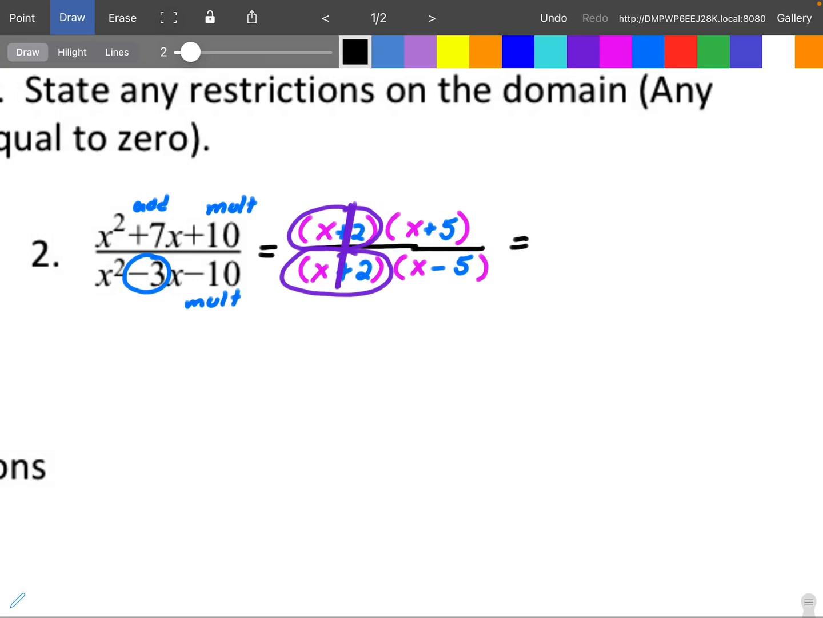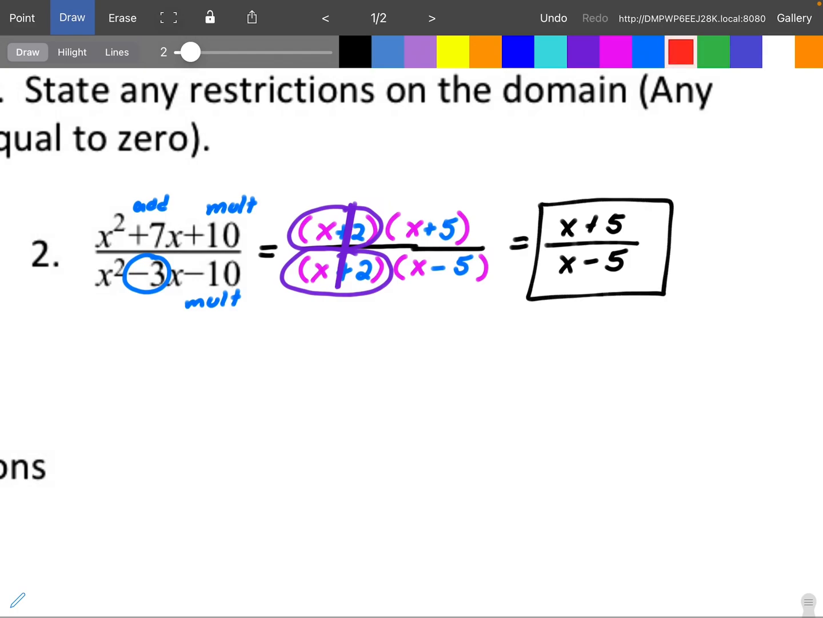And what we're left with is the x plus 5 in the top, and in the bottom we have x minus 5. And then since I only have a single factor on the top and the bottom, then those parentheses aren't really needed. If it makes you feel better, you can keep them. There's nothing wrong with that, but they're not needed since there's nothing to separate them from. And so that would be our answer.